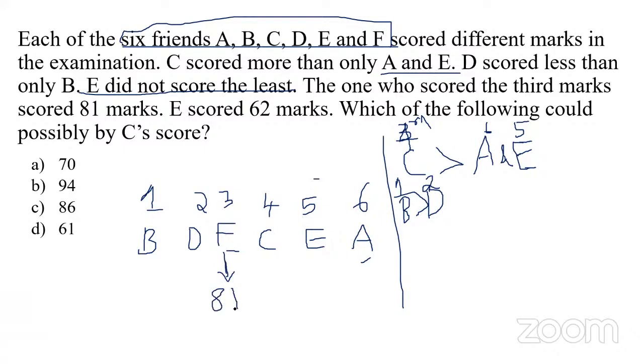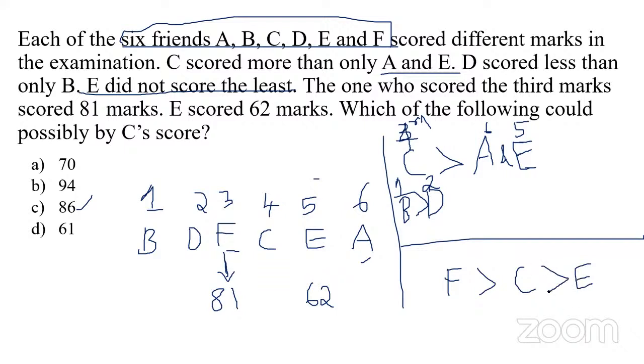E scored 62 marks. Among this, 86 is greater than 81. This shows F got the highest score among C and E got the less score among C, right? E got 62 marks. Then 61 won't be the answer, right? அதை விட கம்மியா இருக்காது, அதை விட அதிகமா இருக்கலாம், right?